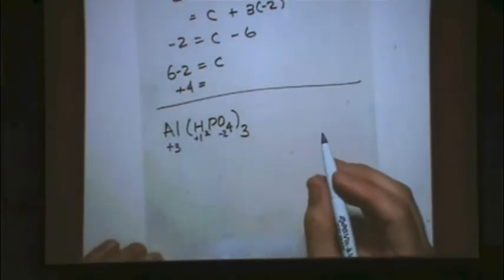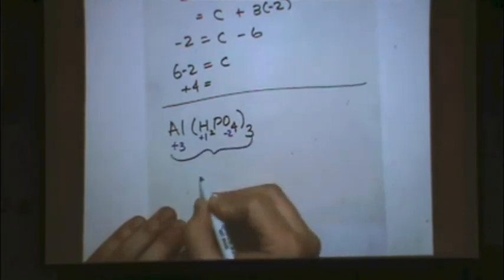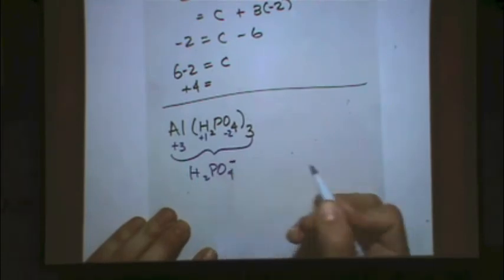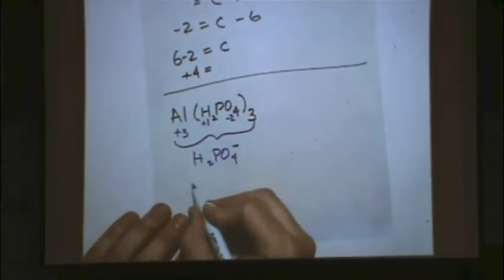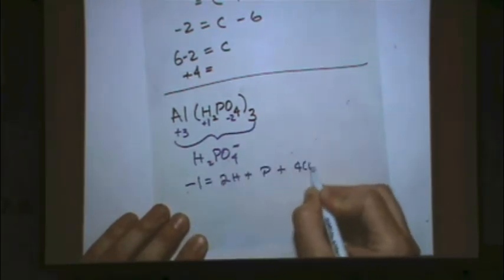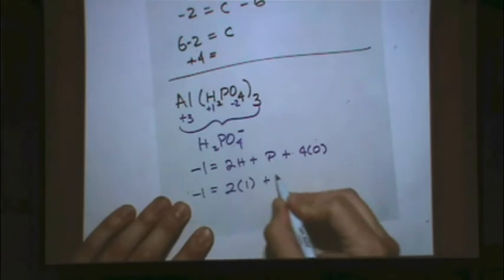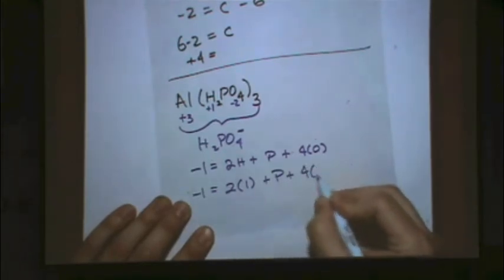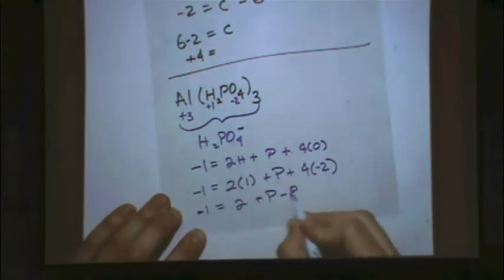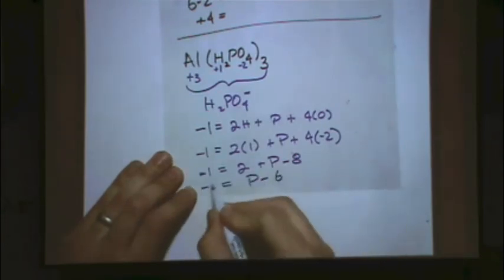So we really want to know about phosphorus. If you want to do it faster than me, you can start right now. H2PO4, you can just go straight to this, has what charge? Negative 1, it's one of your polyatomic anions. Negative 1 is the overall charge. There are 2 hydrogens, there's phosphorus, and there are 4 oxygens. You just set up a little formula. Negative 1 equals 2, and now fill in the blanks. Hydrogen is plus 1. Phosphorus, we don't know. Oxygen is minus 2. So that's negative 1 equals 2 plus P minus 8. So that's P minus 6 equals negative 1.